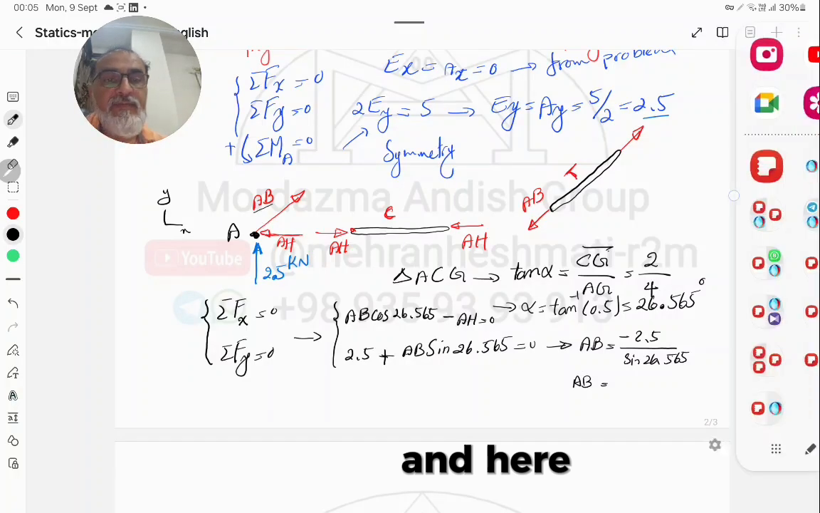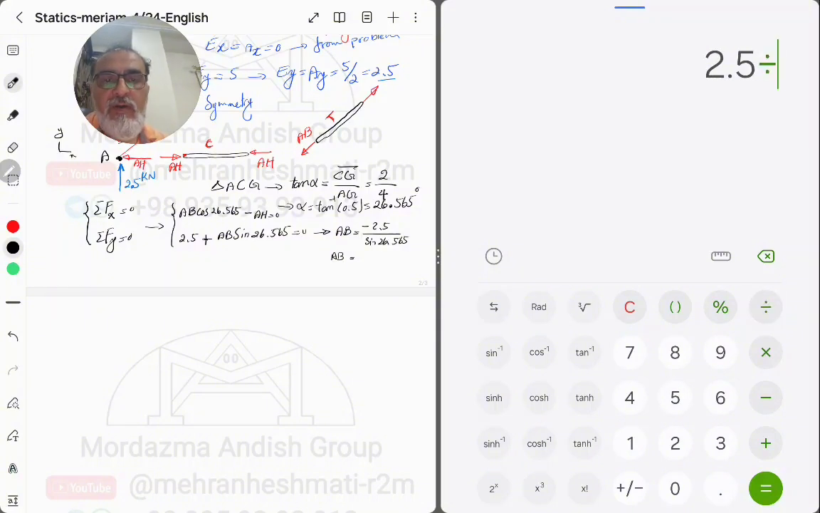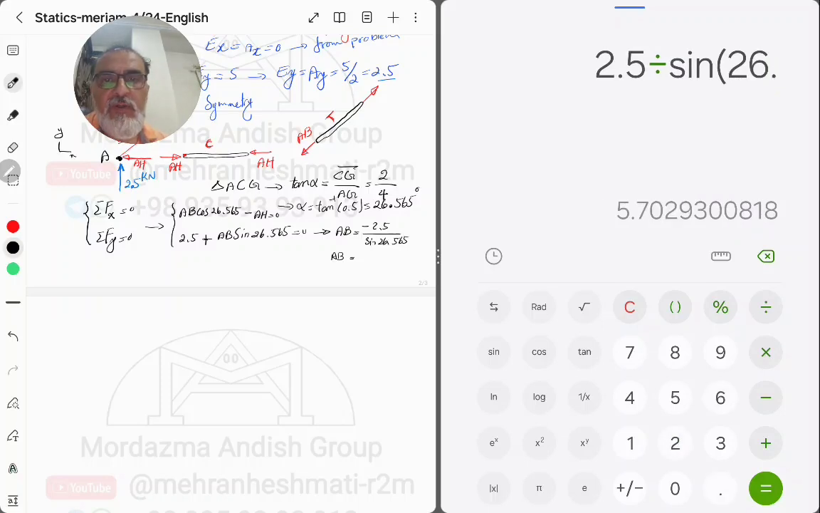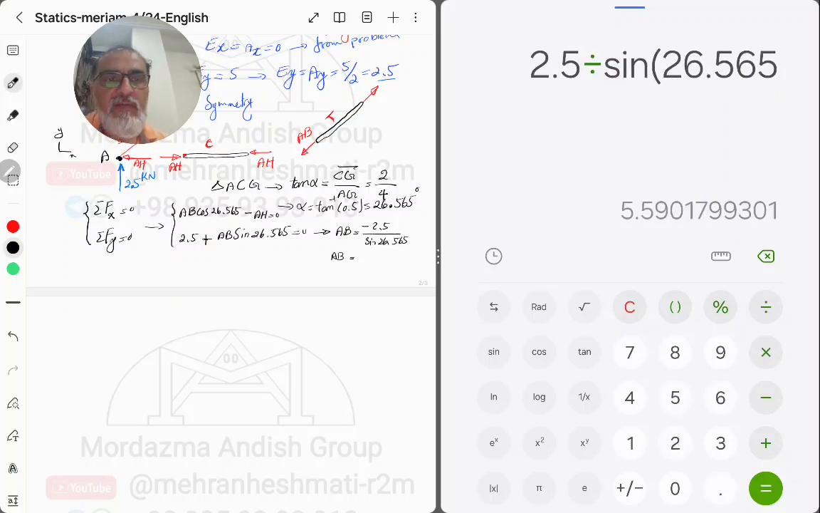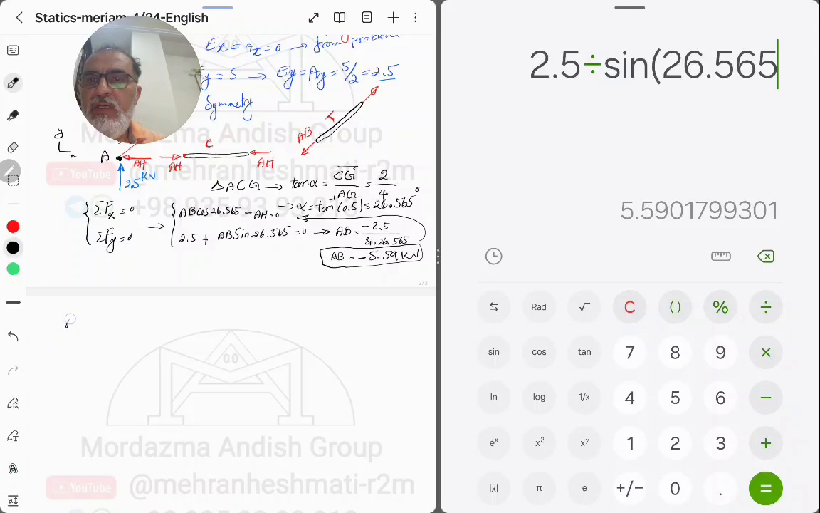And here, 2.5 divided by sine of 26.565 means minus 5.59 kilonewtons. We have to put this AB into the first equation.